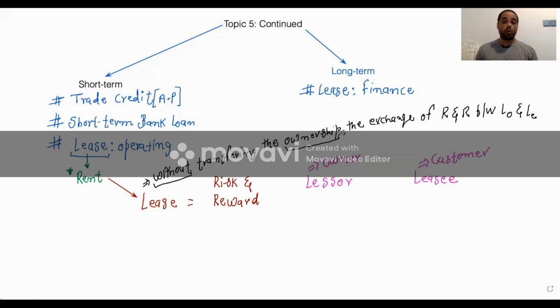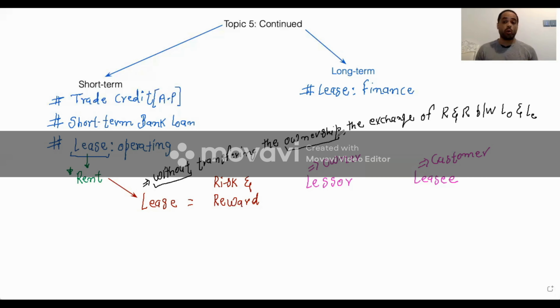Let me give you another example. For example, you travel to another city. You need a car or a motorbike, so you rent a car or a motorbike. So this is an operating lease. After you rent a motorbike, if the motorbike has any kind of technical problem, does the customer have to pay? No, of course not. The company has to pay for any technical problem. So risk belongs to the owner.